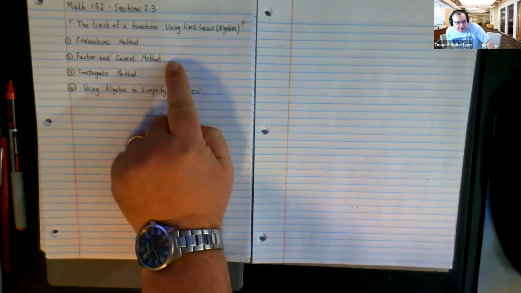This method is factor and cancel. That's a very common technique that you'll use. This one is called the conjugate method. You should only use this algebra technique if there's a square root in the question, right? So if it's the square root of x plus 1 minus 1 over x minus 1, some square root somewhere, you're probably going to use this technique called the conjugate. That's rarer than the factor and cancel. And then the last one is really a catch-all, which is just use algebra to simplify it. And hopefully when you simplify it, it will then turn into one of these.